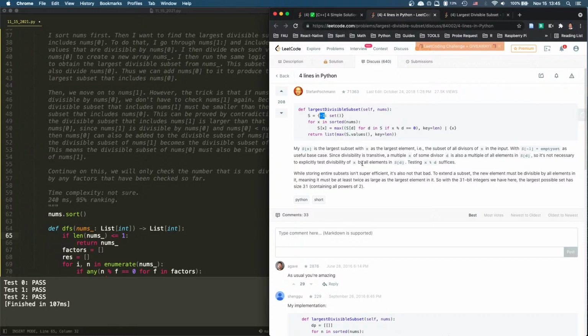But we do store everything. But hold on, we only store the largest. The key is the largest, right? So every time we have a new value coming out, it will always be larger than the previous one. So we go through this list to find which factor I can divide, right? If I can divide, we need to find the maximum of those. And once I find the maximum of those, I add myself to it and update.